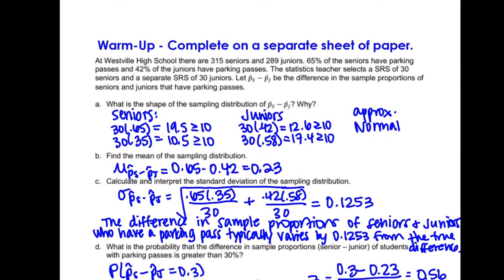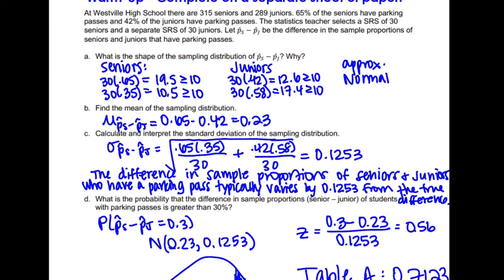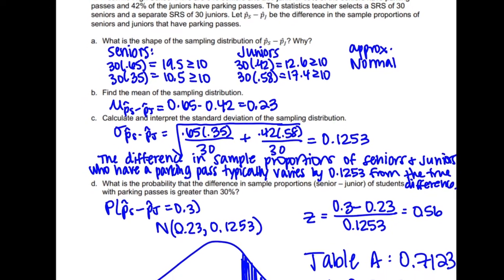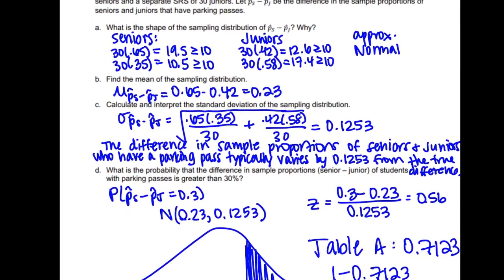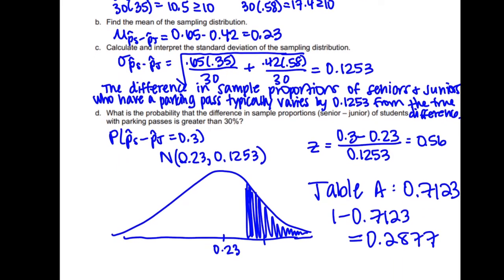Standard deviation is the formula from your formula sheet, and it is the square root of P1 times 1 minus P1 over n1, plus P2 times 1 minus P2 over n2. Remember, the interpretation of standard deviation is the typical variation from the mean, and so you just have to put that in context. And then letter D is finding the probability, and so we do our normal calculation since it was a normal curve. We have our mean and standard deviation that we'll use to label the curve, find the z-score, and use Table A to get the answer.